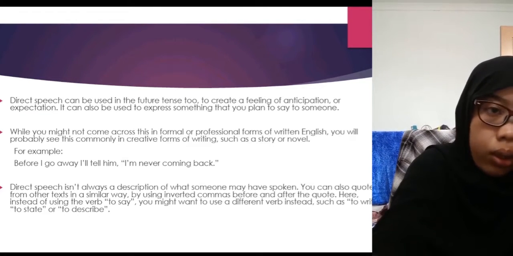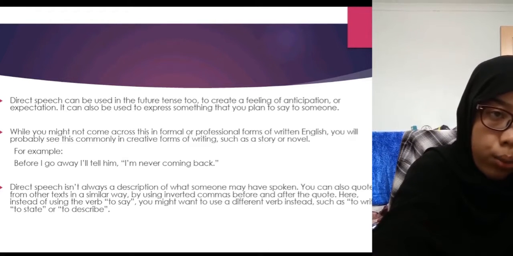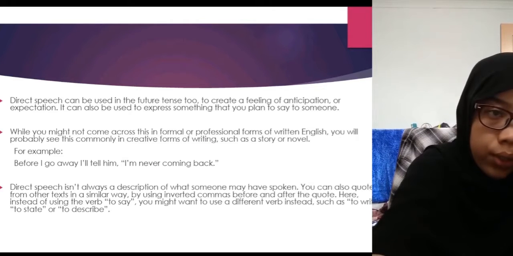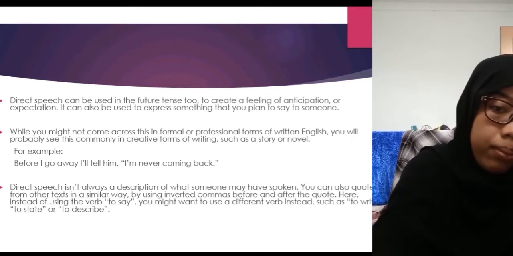Direct speech isn't always a description of what someone may have spoken. You can also quote from other texts in a similar way by using inverted commas before and after the quote. Here, instead of using the verb to say, you might want to use a different verb instead, such as to write, to state, or to describe.